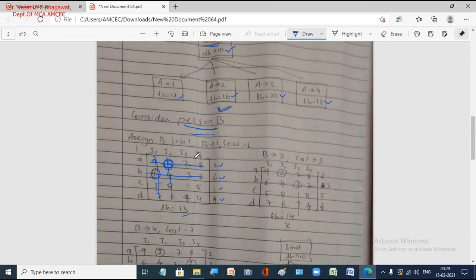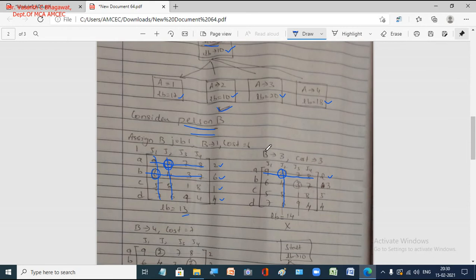Here you have assigned job 1 to B. Now what other possibilities can you have? You can assign job 3 also. Job 2 is already fixed, since you have assigned job 2 to A, so the cost is 2. So you will strike this particular row and this column. Clear? Now you are going to assign job 3.